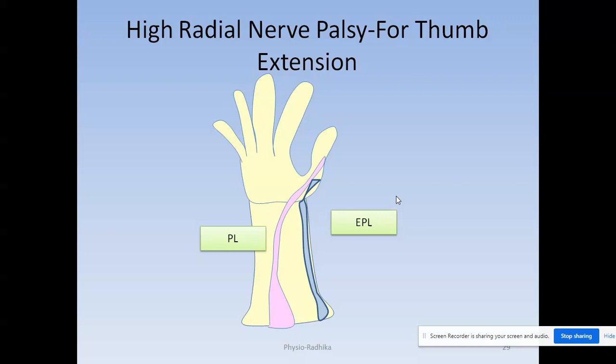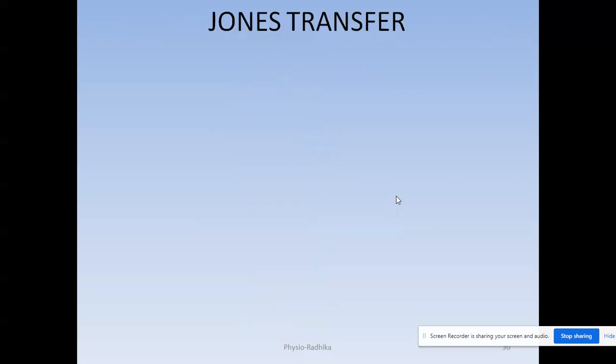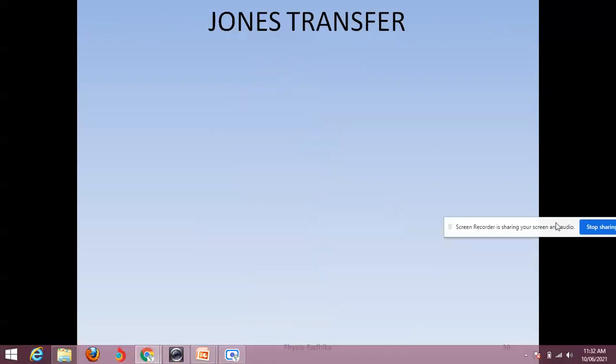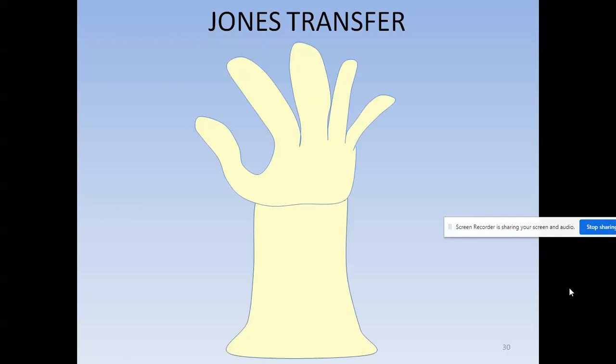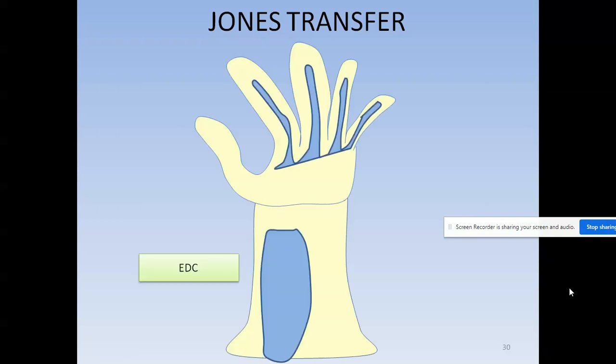This is nothing but high radial nerve palsy for thumb extension. Palmaris longus muscle is chosen to replace extensor pollicis longus muscle. Coming to the next transfer, Jones transfer. Jones transfer is done with two muscles, that is extensor digitorum communis and flexor carpi ulnaris.